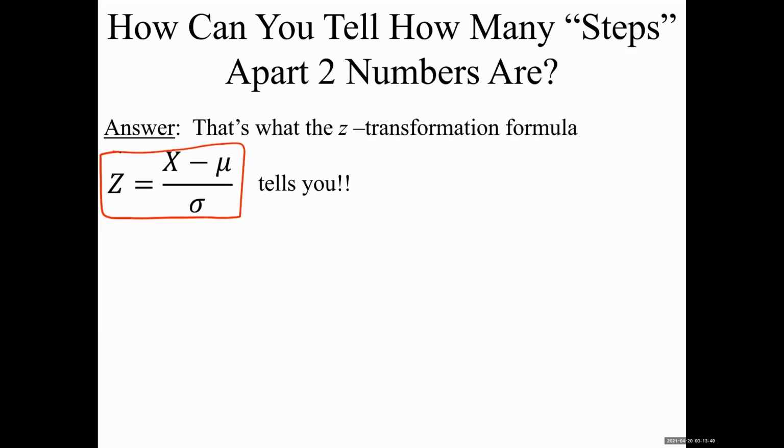Basically, whenever you calculate a Z number, it's like you're calculating how many steps apart 2 things are. This formula will tell you how far apart the top 2 things are. Whatever the top 2 things are that are being subtracted, you plug them into the formula, and your Z answer will be how many steps apart the numbers are. Here, check it out.